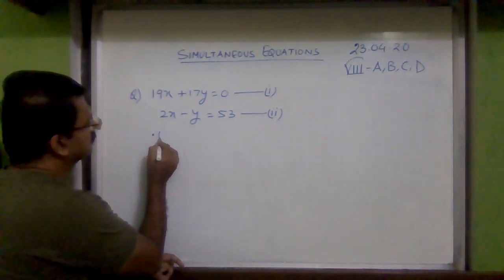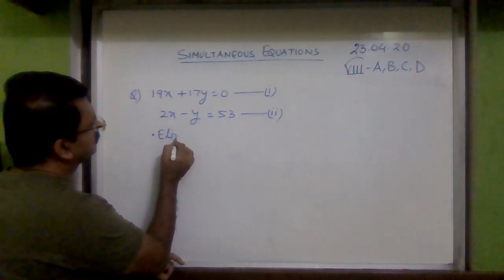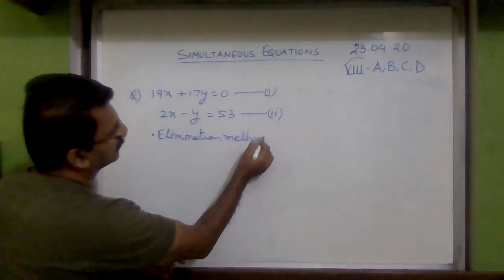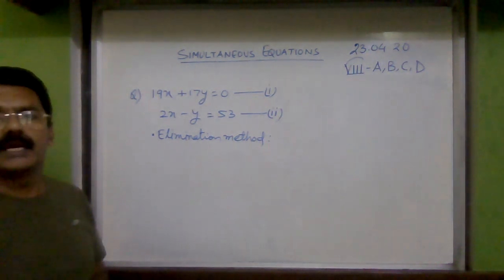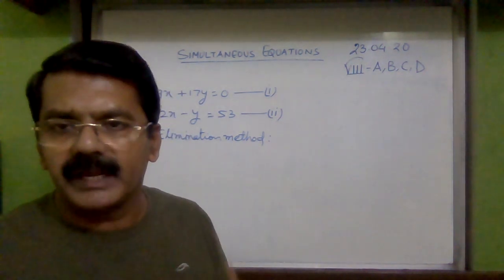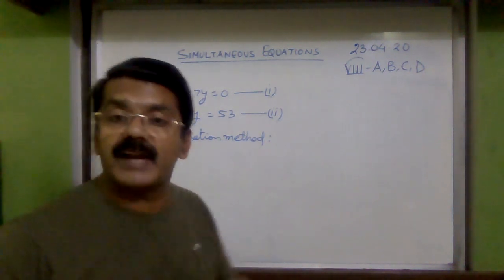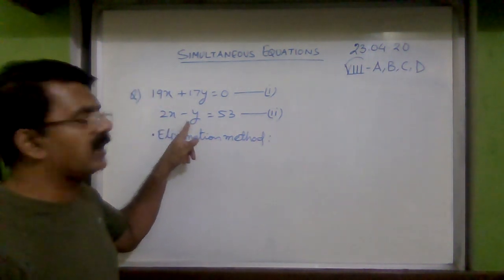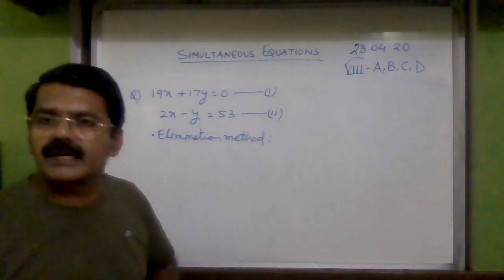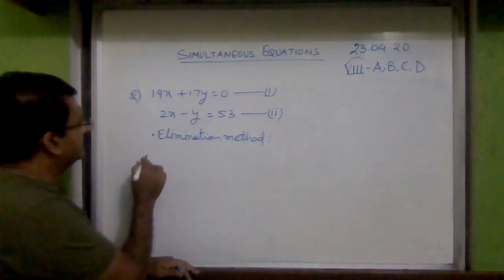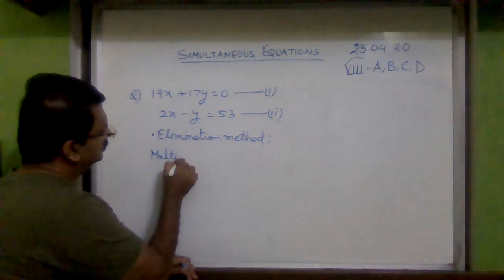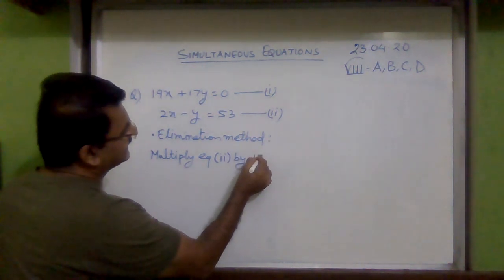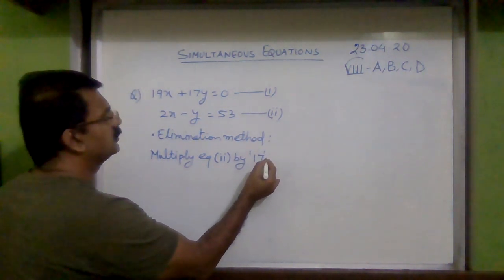As I told you earlier, in elimination method, you have to make the coefficient of either x or y in both the equations the same. So I think it is easier to make the coefficient of y the same in both the equations. For that you have to multiply the second equation by 17. So multiply equation 2 by 17.